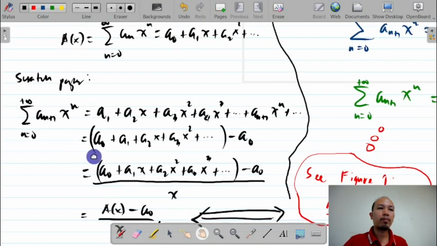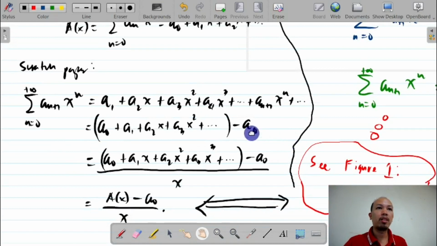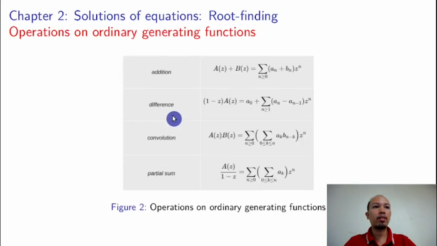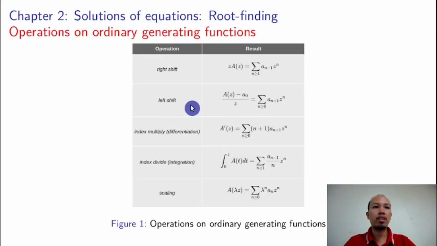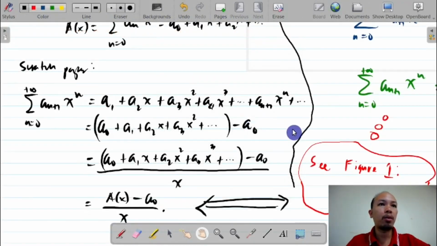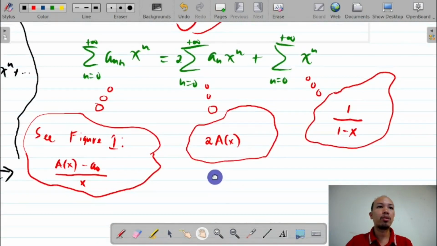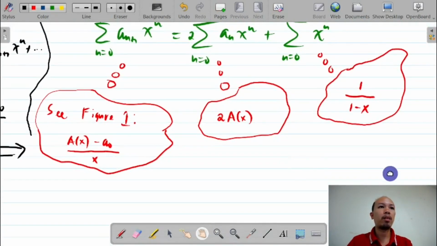This is how you derive it, instead of using the table in your figure. Okay, so I don't know if you remember this one here. Sorry, we have left shift, not the right shift, left shift, n starts at 0. Okay, so let's go back to our open board. Somewhere here, solution.